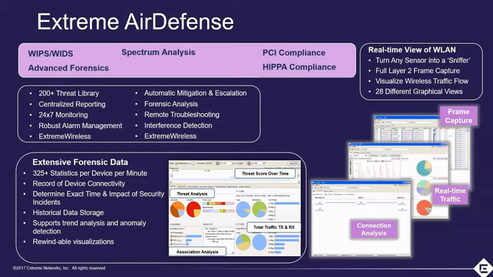So what Air Defense can do is we have more than 200 threat signatures that can detect all kinds of rogue detection, right? And because the sensor is sitting there collecting data 24/7, I can provide you with forensic analysis. So we collect like 325 plus statistics per device per minute. So there's a lot of data that we collect.